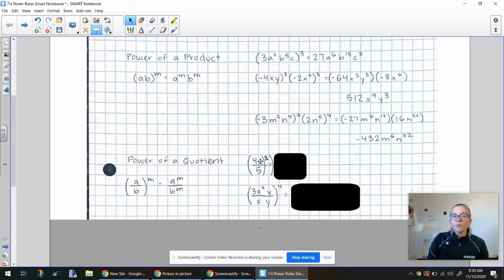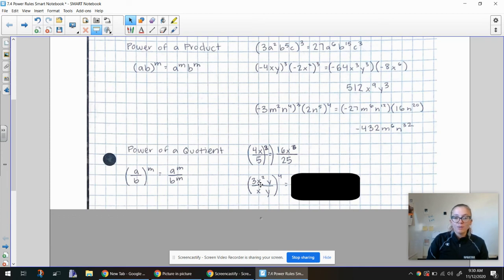So here we have (4x²/5)². I'm going to square every single thing in these parentheses. Excuse the second parenthesis, that was a typo. So 4 squared is 16. x squared is x squared. 5 squared is 25. 16x squared over 25.